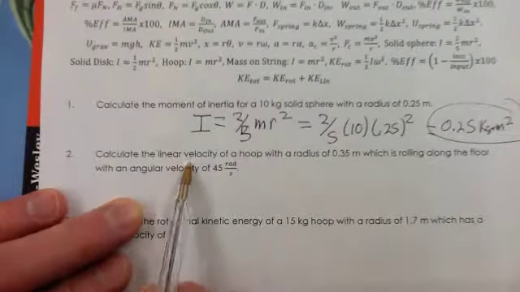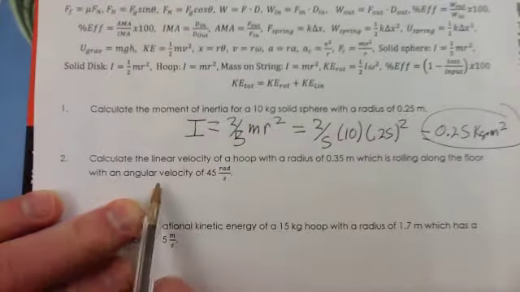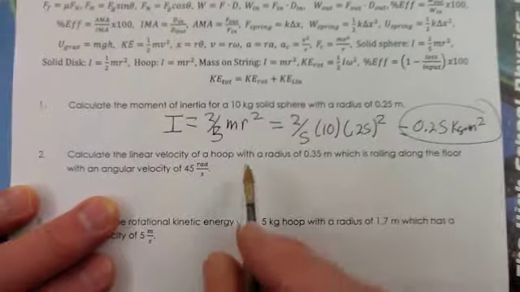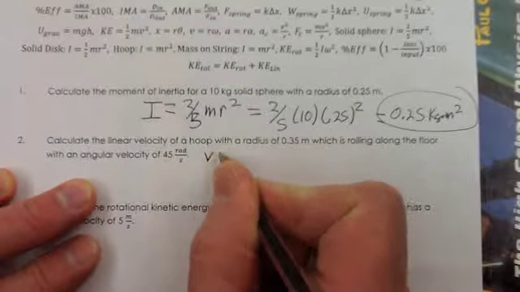So they want the linear velocity. That means they want my v, and they give me my angular velocity, which is my omega, and they give me my radius. So again, this is just a really simple problem once you know what the letters mean.